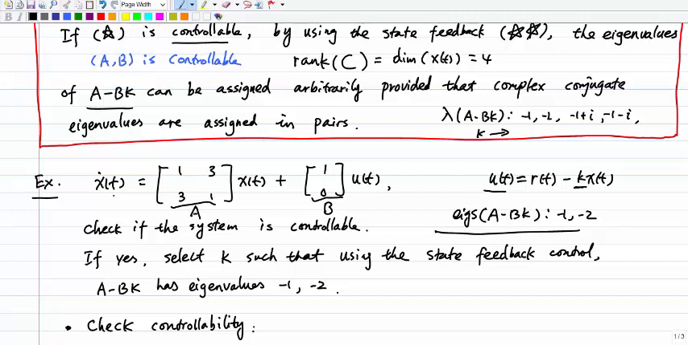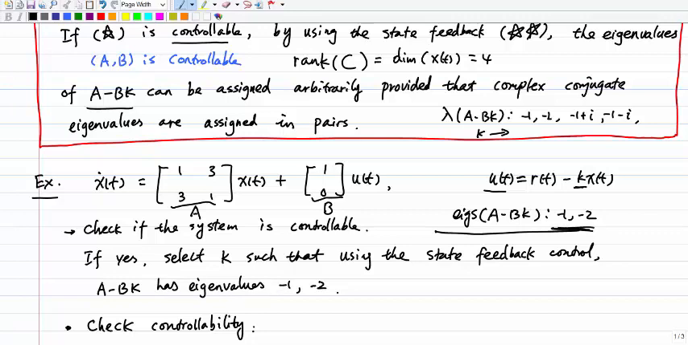Now you can check if this is feasible. We first check if the system is controllable. If yes, we can definitely do this. If not, sometimes we can still do that, but it's not guaranteed. So in order to do this, let's check if the system is controllable. If yes, then we can definitely select a K such that using the state feedback control, A minus BK has eigenvalues at -1 and -2. For example, this is the goal.